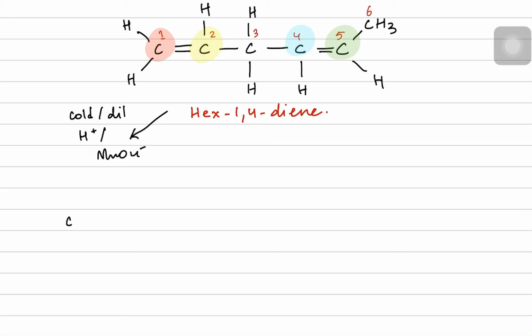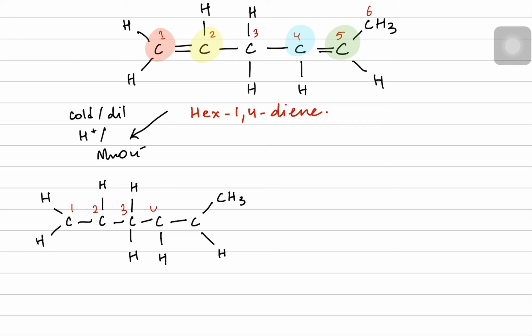We keep the whole structure intact with the 6 carbons, but this time no carbon-carbon double bond. All the H's remain the same. Carbon 2 has H on top, carbon 3 has H on top at bottom, carbon 4 has H, carbon 5 has H, carbon 6 was CH3. To keep things simpler, let's number it 1, 2, 3, 4, 5, 6.